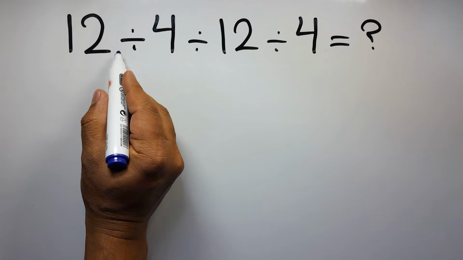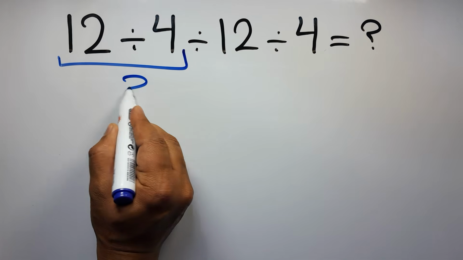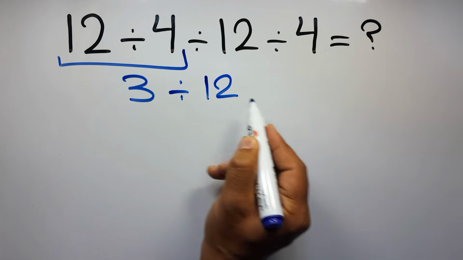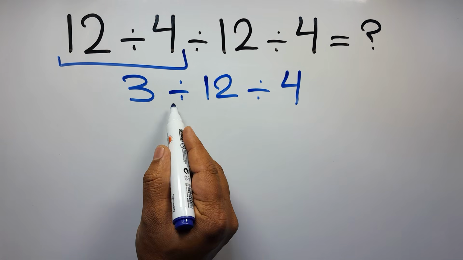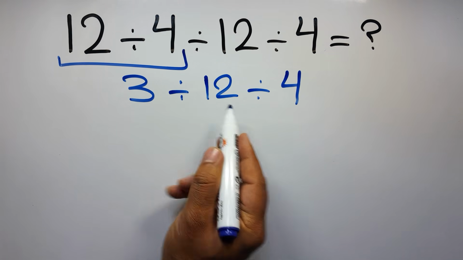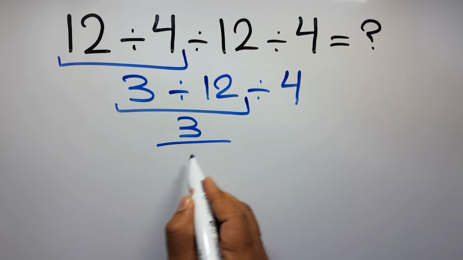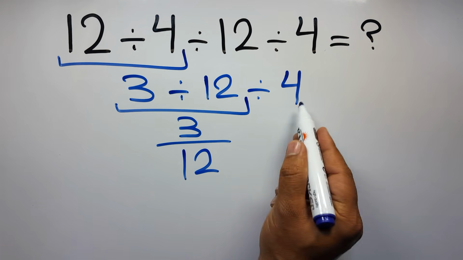So first we have to do this division. 12 divided by 4 equals 3. So 3 divided by 12 and divided by 4. Now we have to do this division. 3 divided by 12 can be written as 3 over 12. So 3 over 12 divided by 4.